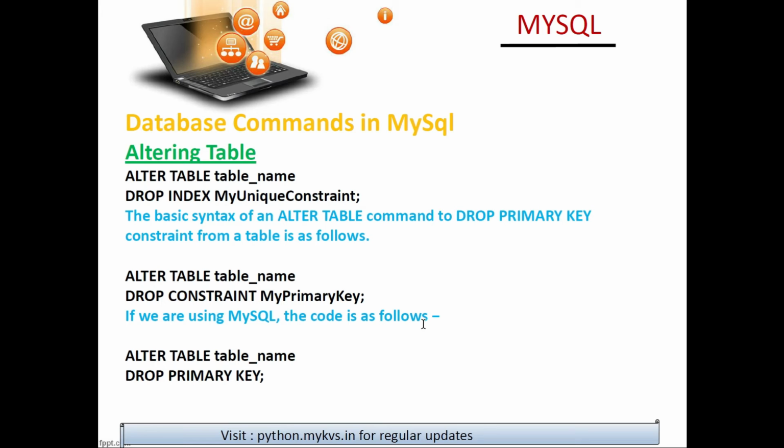And whenever you are adding the primary key: alter table, table name, add primary key, and then within brackets you have to give the name of the field, and that field must be present in the table. All right, that's it.